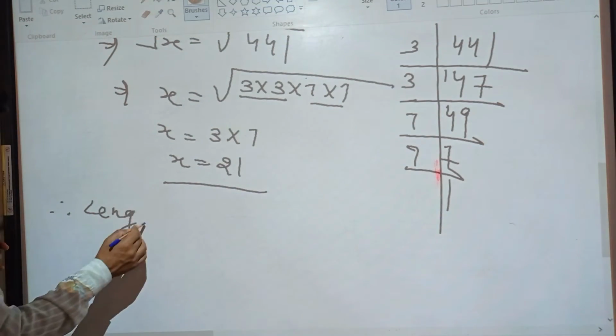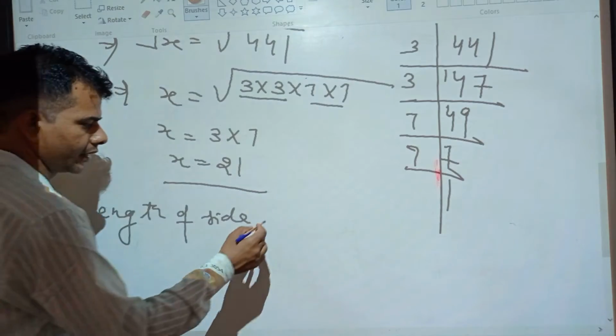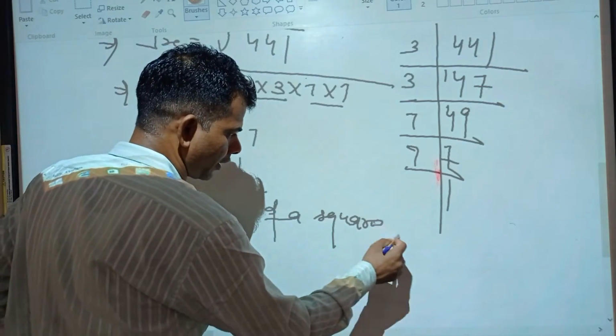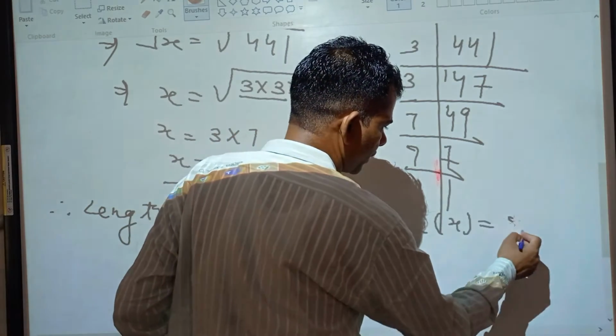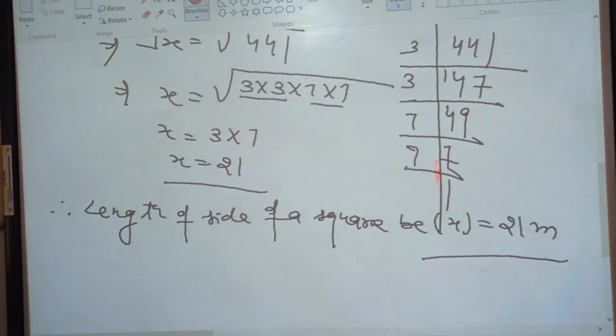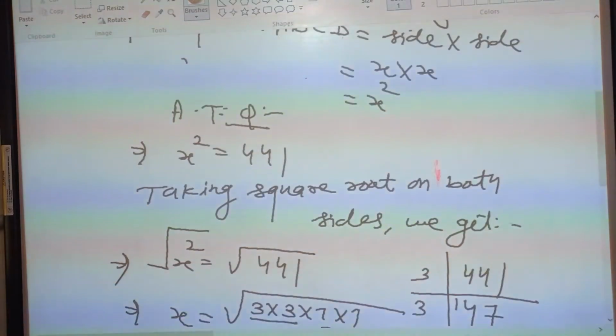Length of side of a square, that is x, is equal to 21 meter. Any doubt, any problems? Okay, do it fast.